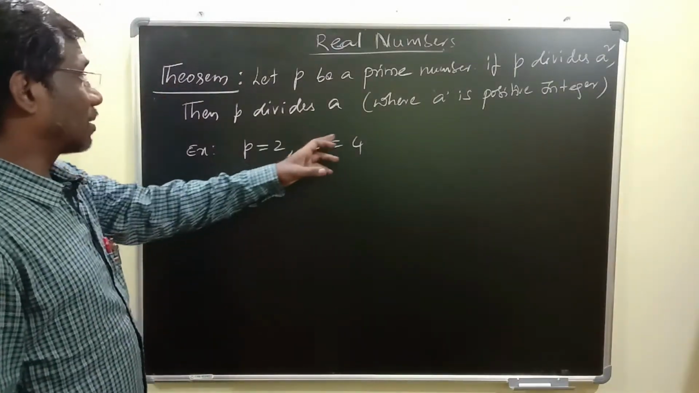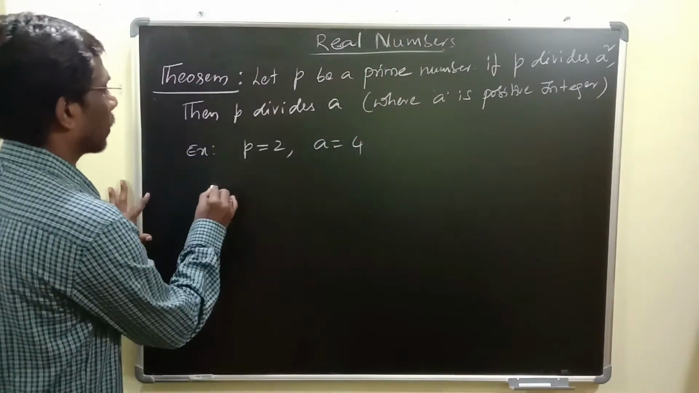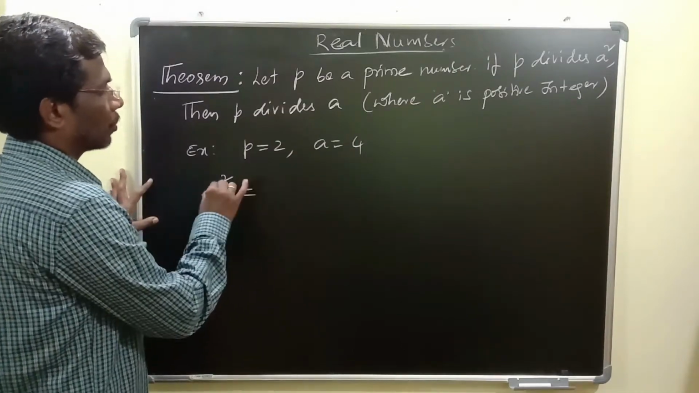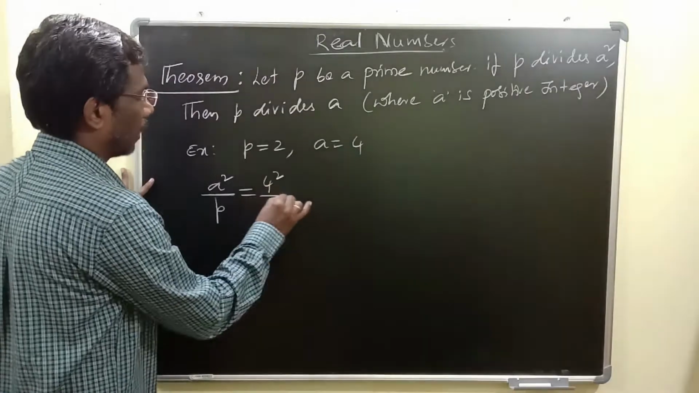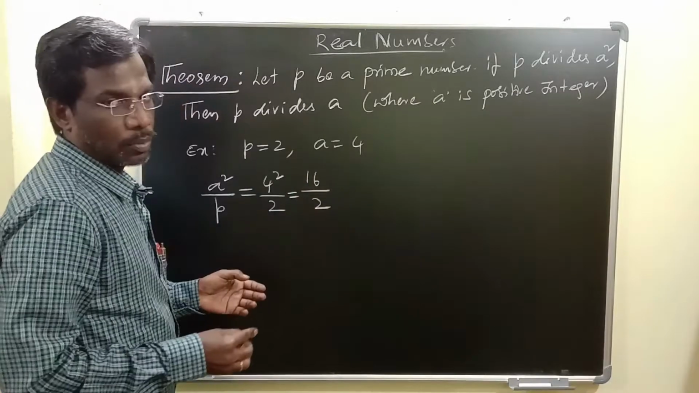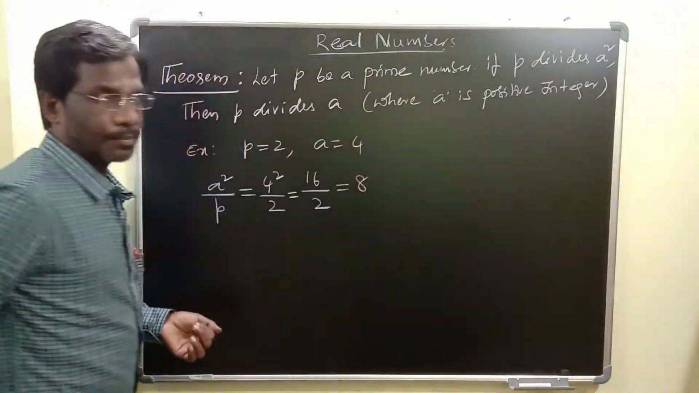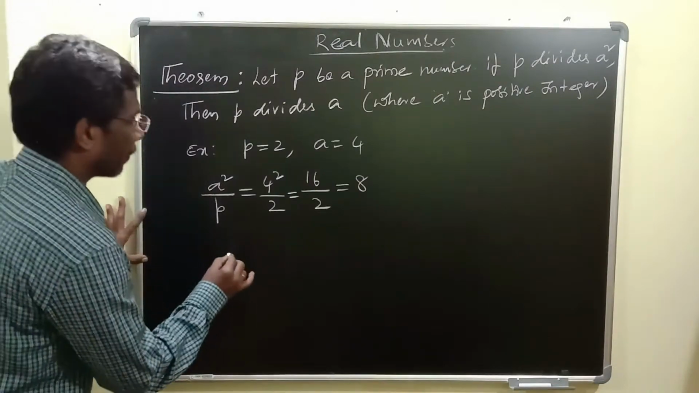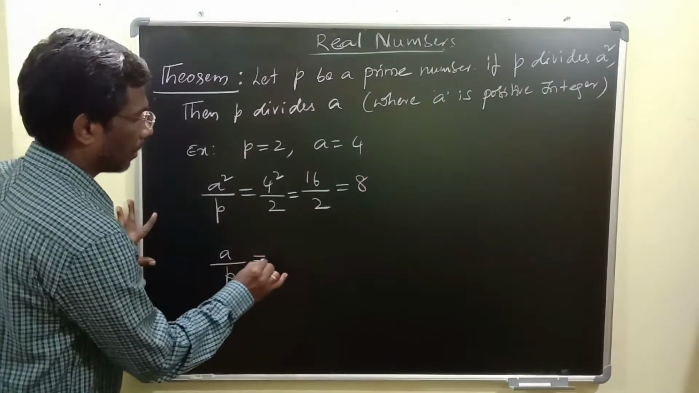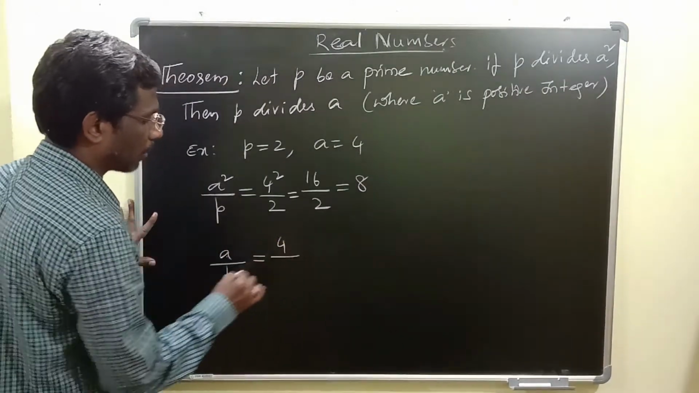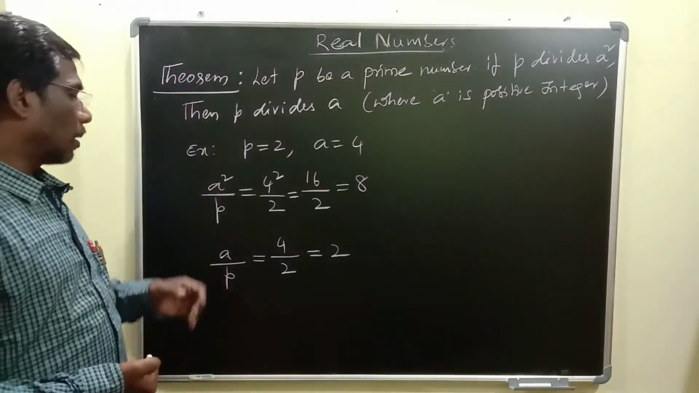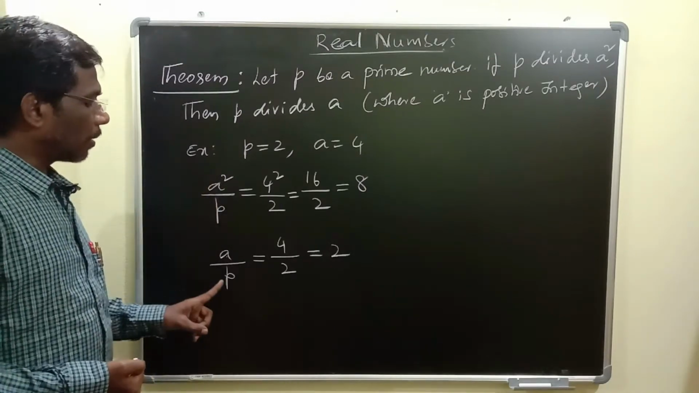So what does the theorem tell? If p divides a square. Here a is 4, so 4 square is 16, and 16 by 2 is 8, since 2 eights are 16. So it divides. Then p divides a: in place of a you write 4, in place of p you write 2, and 4 by 2 is equal to 2. The theorem is: if p divides a square, then p divides a.